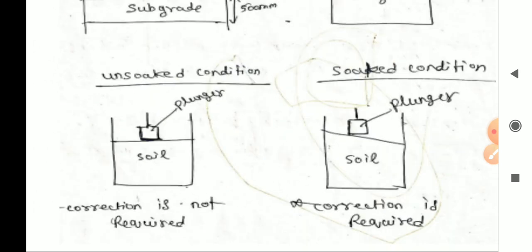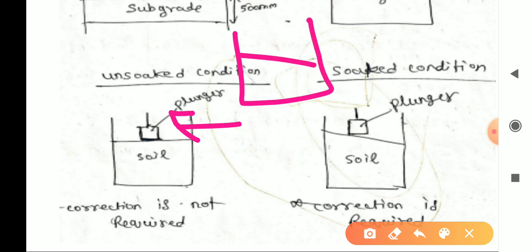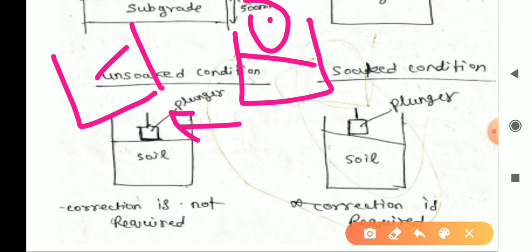Next, the unsoaked condition and the soaked condition. What does soaked mean? In the unsoaked condition, the soil in the mold is even. The entire bottom of the plunger is in direct contact with the soil. But in the soaked condition, after 4 days of water soaking, the soil in the mold becomes uneven. It may be like this in one case, and like this in another case.